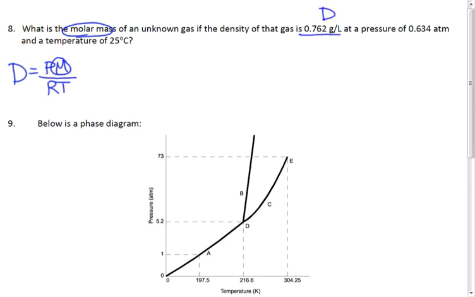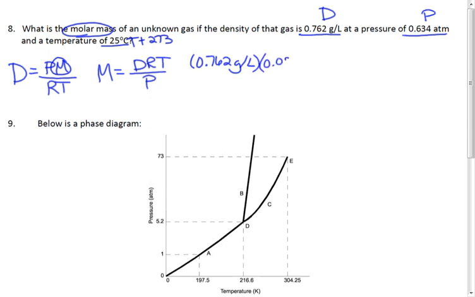0.762 grams per liter. We have the pressure in atmospheres, which it has to be for our constant to be used. We have our temperature. Just remember to add 273 to it. And if we rearrange our equation to solve for M, we end up with dRT over P. So our density was our 0.762 grams per liter.